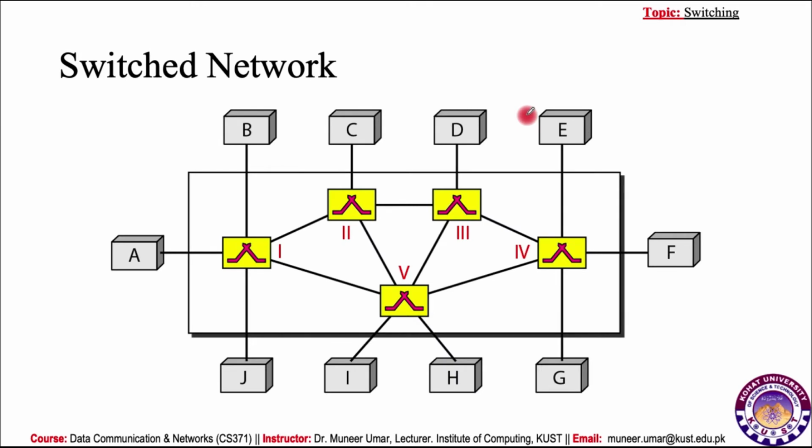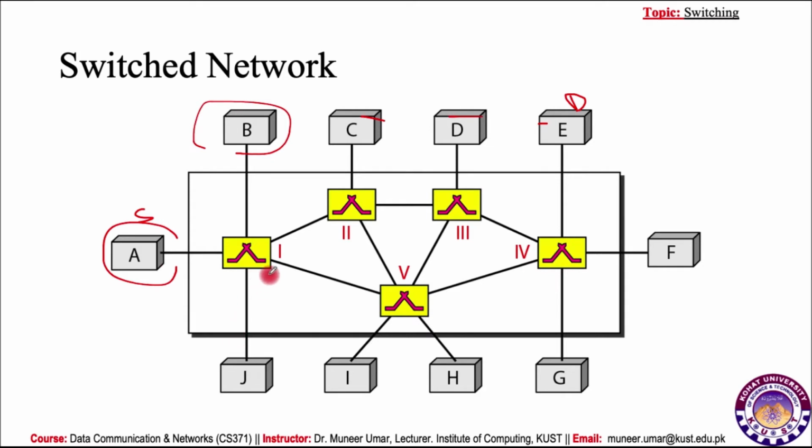Here we have a figure showing the switched network. These A, B, C, D are the end devices, and in between we have some physical switches installed. Now let's say A is a source node and E is the destination node. A wants to send some data to E or wants a connection with node E. So these switches will perform a special function for establishing a route between these two nodes.